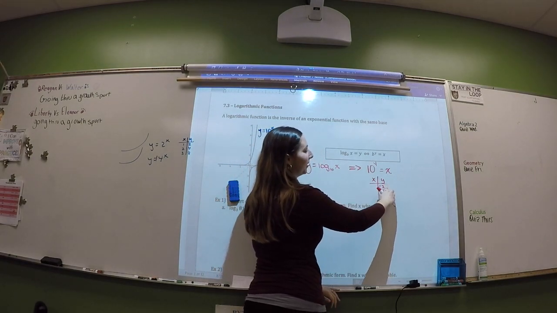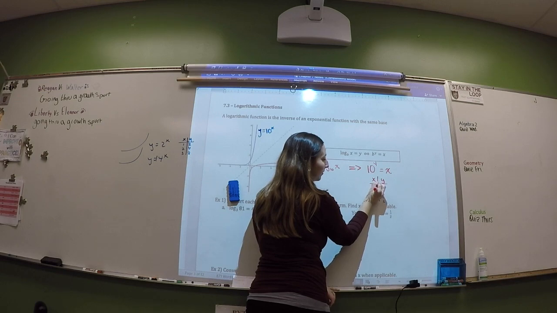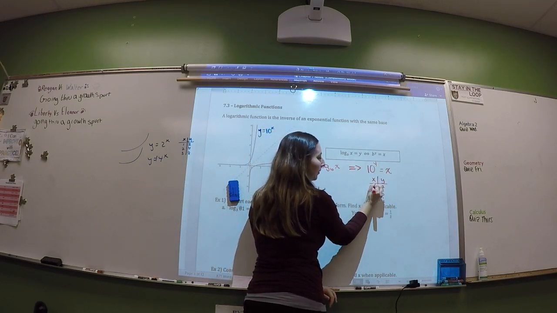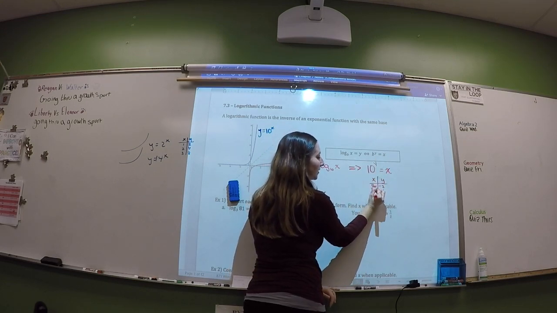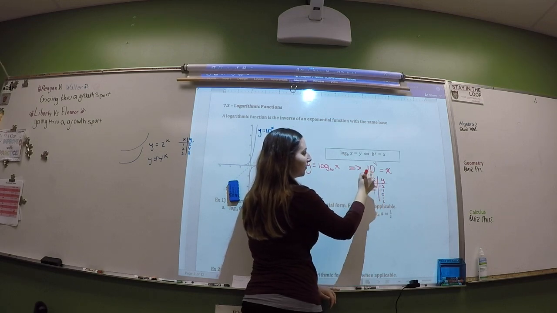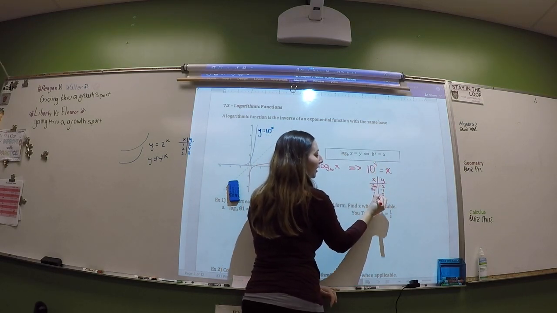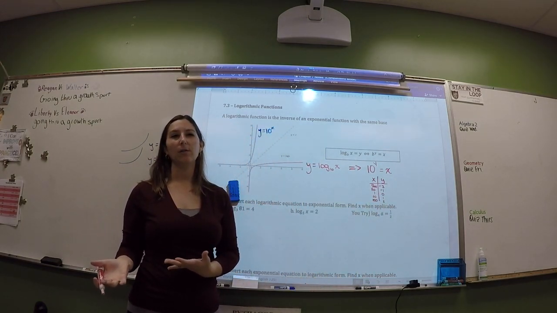So if we, for example, plug in -2, we'd have 10 to the -2 power, that's 1/100th. -1, that would be 1/10. 0, 10 to the 0 power is 1. 10 to the 1 power is 10, and 10 squared is 100. And so it would be backwards of what we were kind of used to graphing.